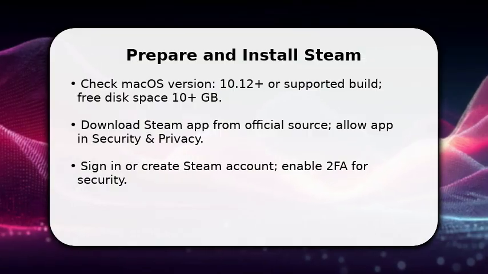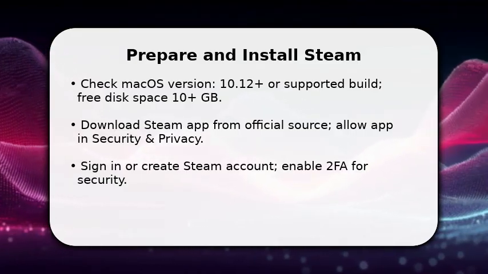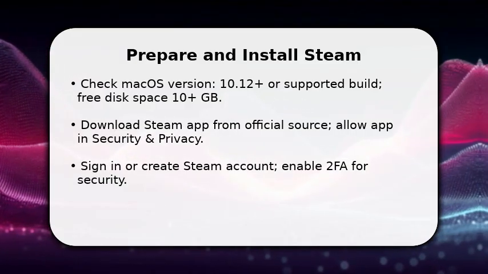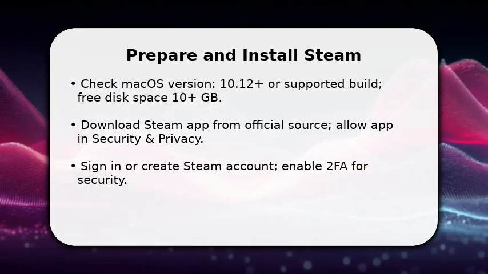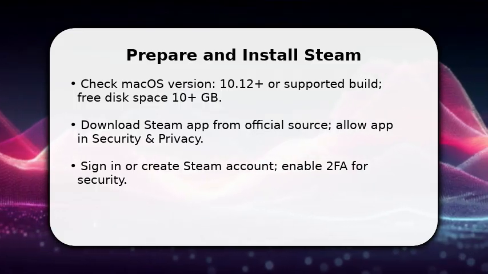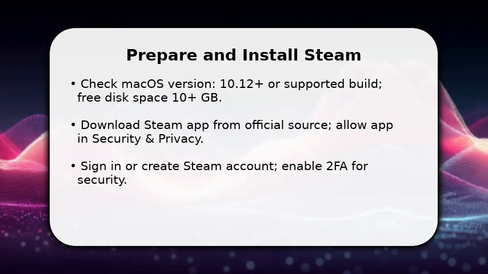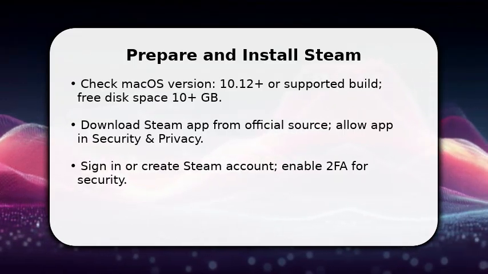You'll start by confirming your Mac OS is supported and that you have at least 10 GB free. This prevents installation interruptions. Next, download the Steam installer and open it. When Mac OS warns, allow the app in Security and Privacy so it can run. Create or sign into your Steam account and enable two-factor authentication to protect purchases and saves.